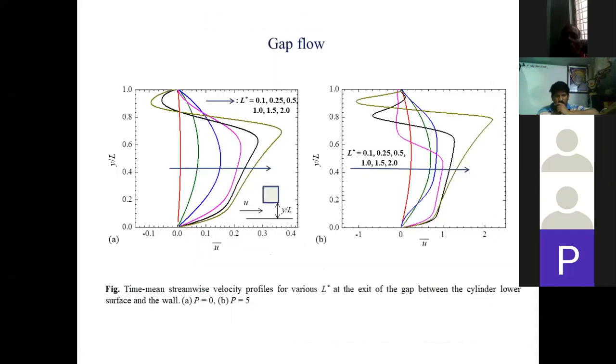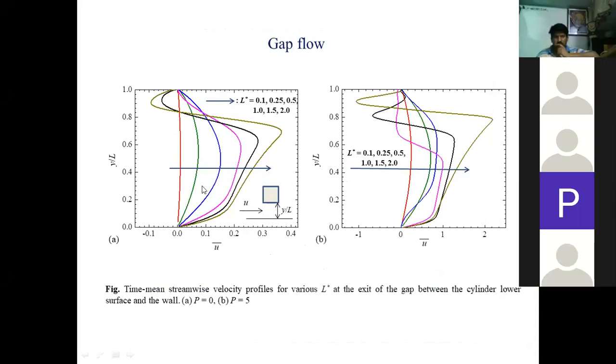Now this can be explained with the help of the gap flow. This is the single cylinder kept at different gap heights from the wall. This is the velocity profile drawn at this particular location. This figure A is for P equals 0, which means when the inlet velocity profile is linear. So what is the gap flow here? You can see when the flow is steady, the maximum velocity is near the middle of this region. When the flow becomes unsteady, the maximum velocity point lies near the bottom surface of the cylinder.